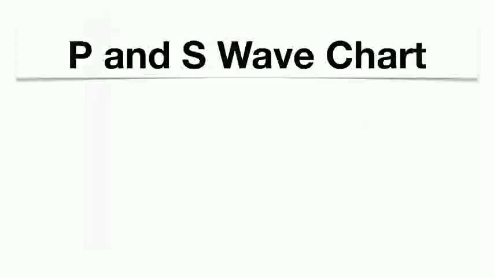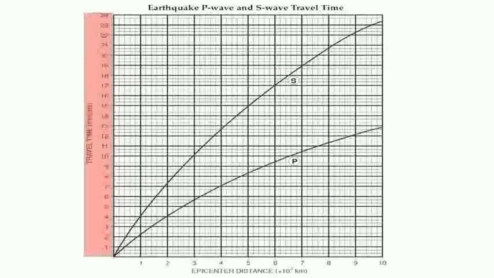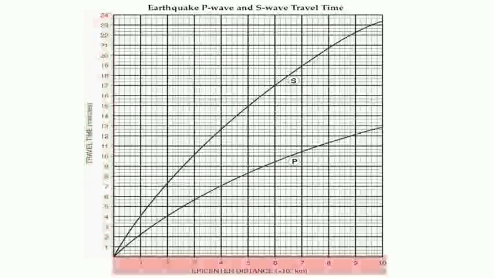Now, once you have those down, you can use your chart to help manipulate questions. So the first thing you need to understand are your axes. The vertical axis is your travel time. That's in minutes. It goes from 0 to 24 minutes. Each line is an increase of 20 seconds. Your horizontal axis is your epicenter distance. That goes from 0 to 10,000 kilometers. Each line increases by 200 kilometers.